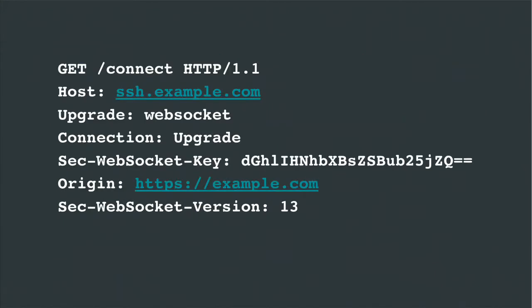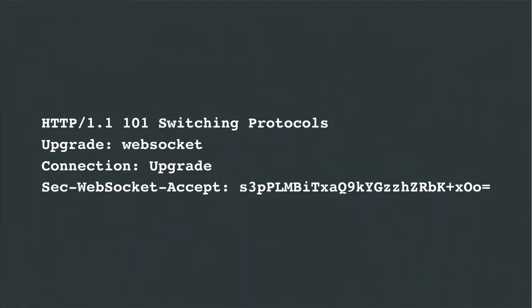So this is what a WebSocket client handshake looks like. And then this is the server responding to that with an HTTP 101 Switching Protocols. And at that point, the persistent connection is established.